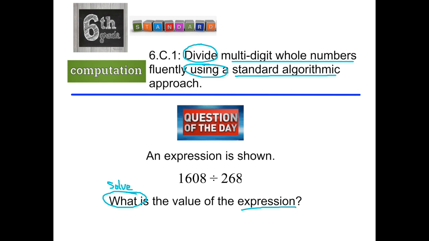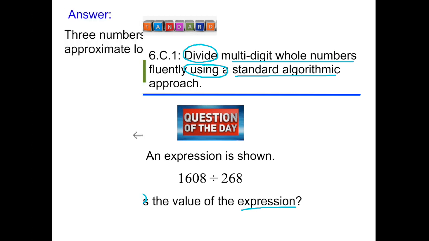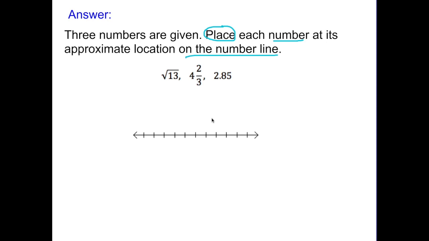Time is up. Let's take a look at the answer. We are given: place each number at its approximate location on the number line. We first have to understand that our verb is place, and what are we placing? The number, and then where on the number line.